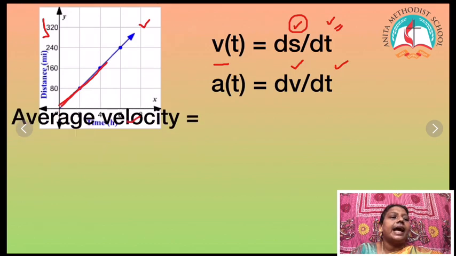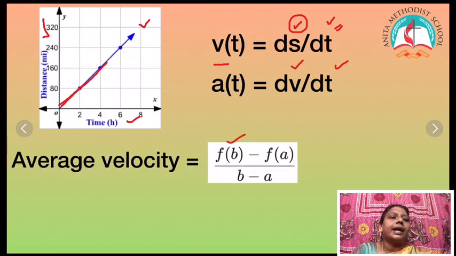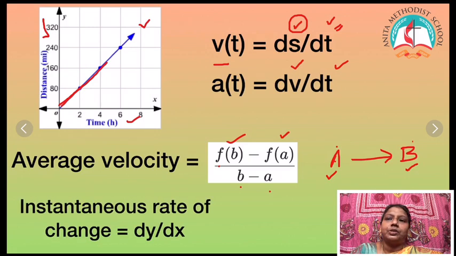Now we are going to look at average velocity. What is average velocity? It is f of b minus f of a, divided by b minus a. That means a car moves from a to b. There are two values, a and b, and we substitute them in the function: f of b minus f of a. Now we are going to look at the instantaneous rate of change. What is the instantaneous rate? It is the rate at that particular instant. Therefore, the instantaneous rate of change is dy by dx at a particular time x equal to t seconds.